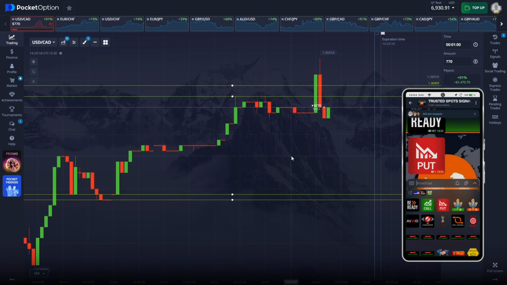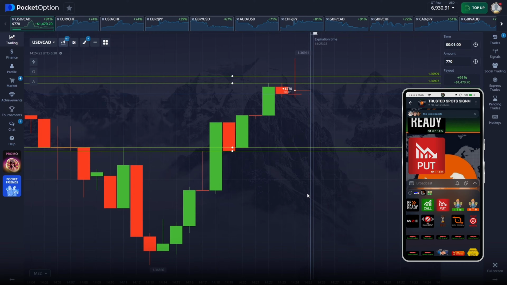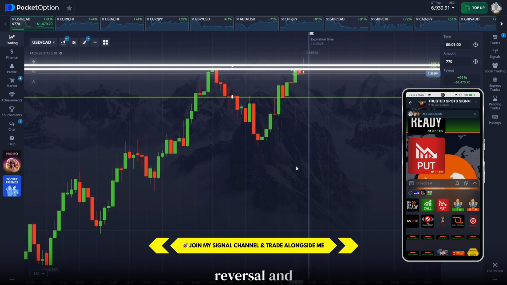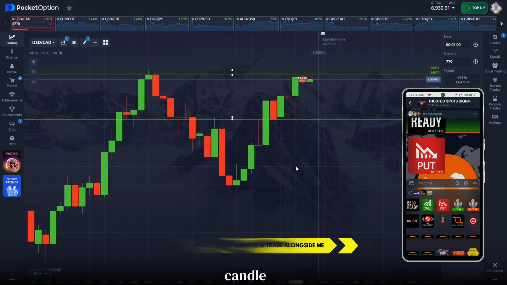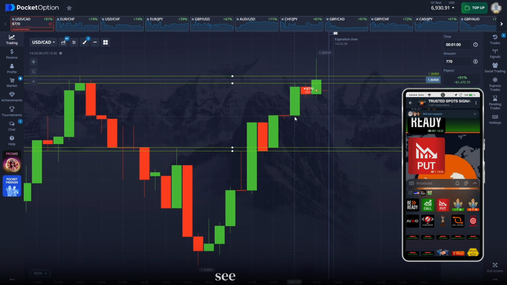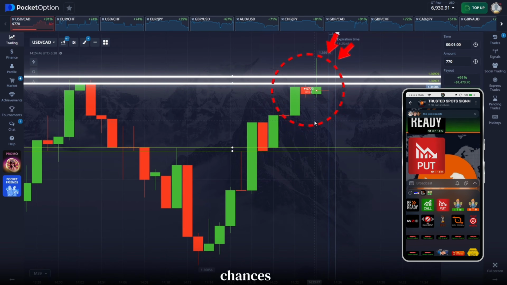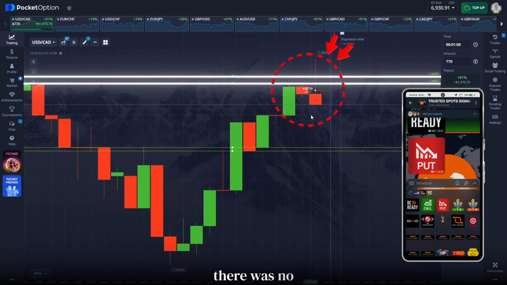Now let's understand the logic behind this trade. So as you can see, I was targeting this resistance zone for a reversal, and to place a trade according to our strategy, I first waited for the 1-minute candle to close without a breakout. Here you can see the price goes up. This candle gave rejection. It got rejected back from the resistance and the closing is below, which means chances of reversal were there and the next candle was a bearish candle. I didn't place my trade on this candle because there was no confirmation.